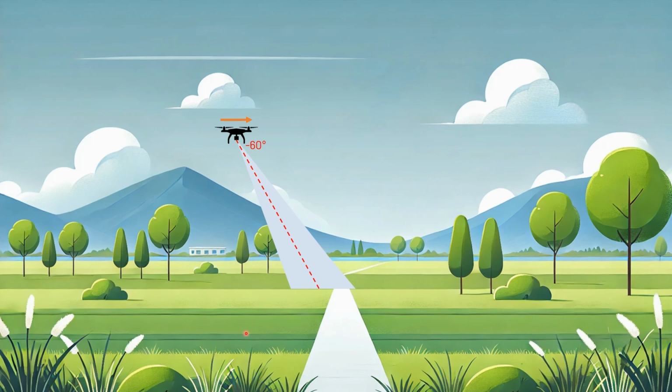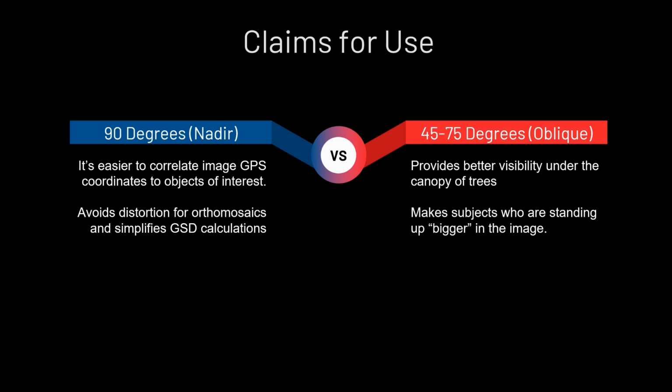So let's take a look at some of the claims for why one particular angle or extreme is more beneficial than another. And really it comes down to two categories here. We have the -90 degrees, which is also known as nadir, and we have anything else, which is known as oblique. So pointing straight down is nadir. Anything between straight down and pointing straight ahead is an oblique angle.